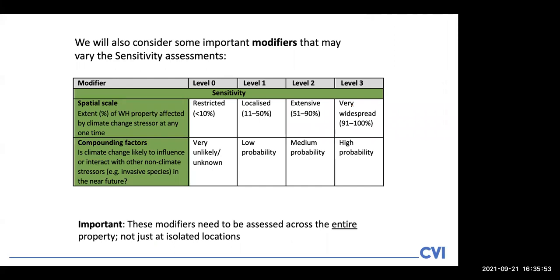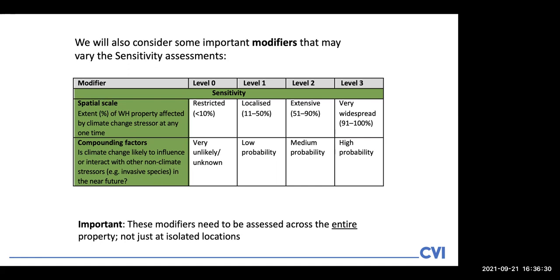Again, as we did for exposure, we will look at some modifiers that can vary the sensitivity. So here you'll see that one of these sensitivity modifiers reflects the spatial scale at which the climate stressor may affect the property. And you'll see the different categories there, restricted in the lowest 10% of area, all the way up to very widespread in the highest 10% of the area. So the great majority of the area being impacted.